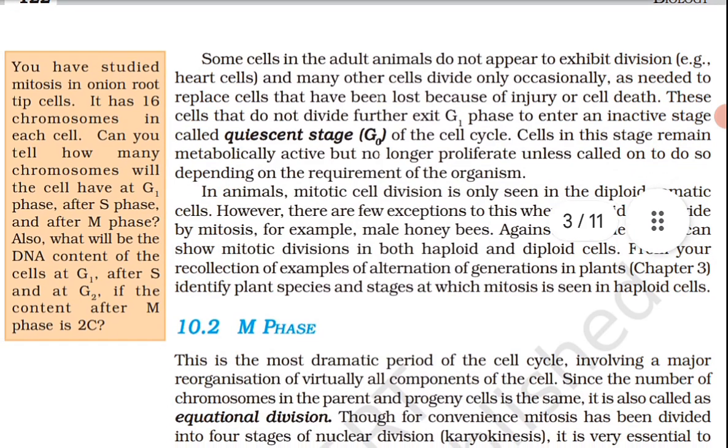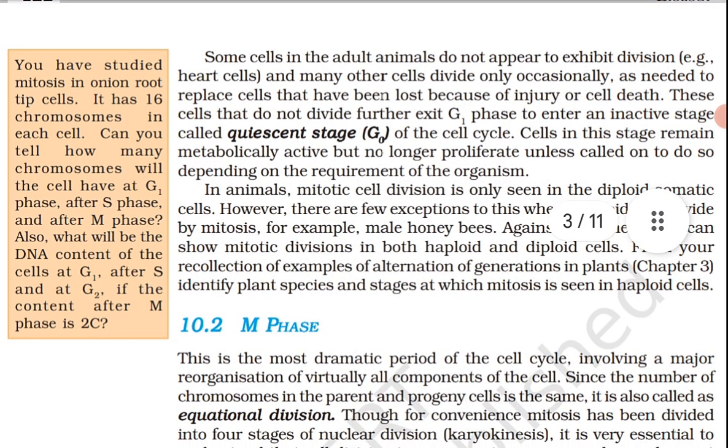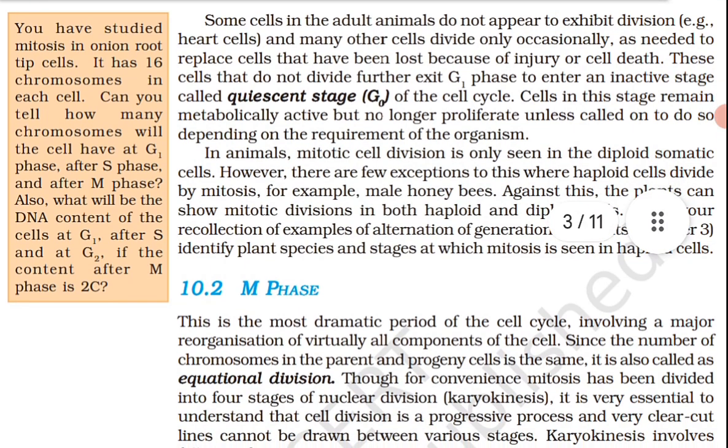In animals, mitotic cell division is only seen in the diploid somatic cells. However, there are a few exceptions to this where haploid cells divide by mitosis, for example male honeybees. Against this, plants can show mitotic division in both haploid and diploid cells.